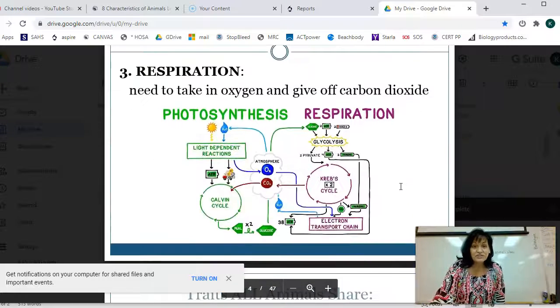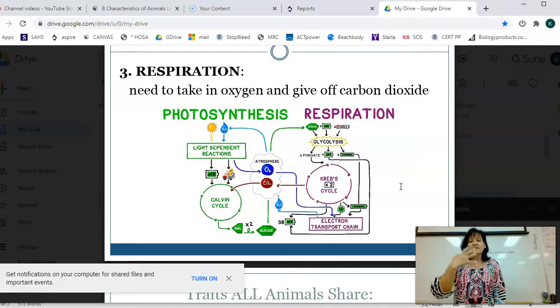The next trait is respiration. Respiration means taking in oxygen and giving off carbon dioxide, right? Photosynthesis is the opposite. Plants take in the carbon dioxide and give off the oxygen. Respiration is what animals do. Take in oxygen, give off carbon dioxide.